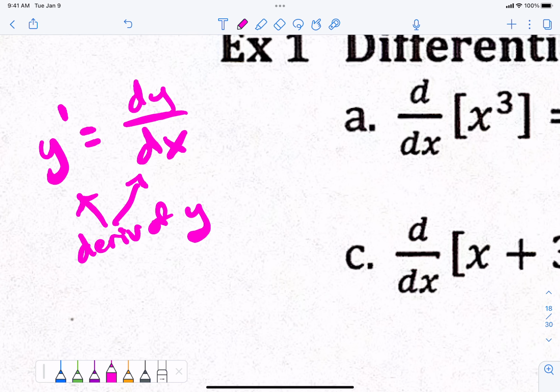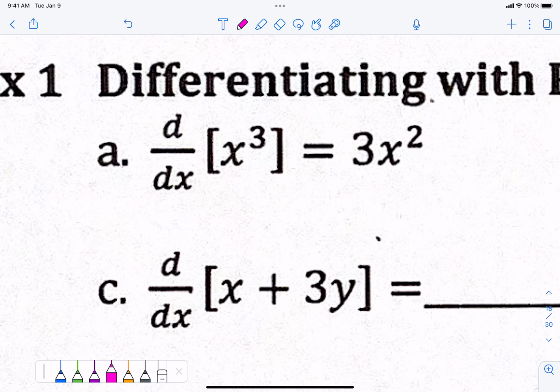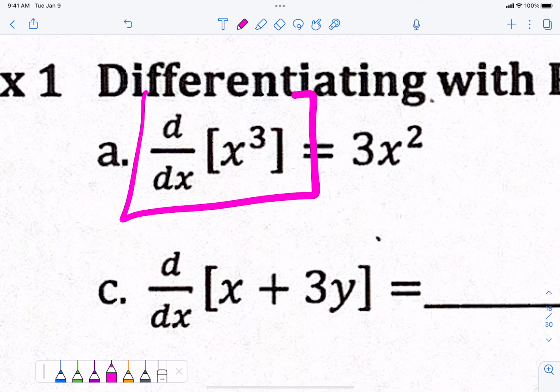All right, example 1. Make sure you listen to how this notation is used, because you're going to get a problem and you're going to be like, what the heck does this mean? Okay, right here, this is what they're asking you to do. This is the problem.